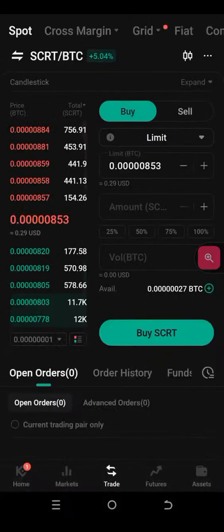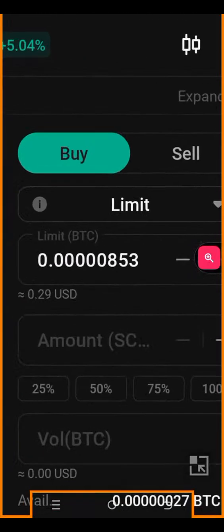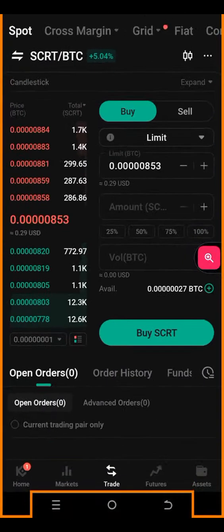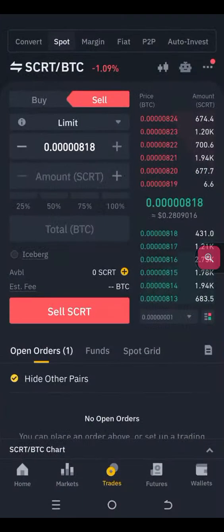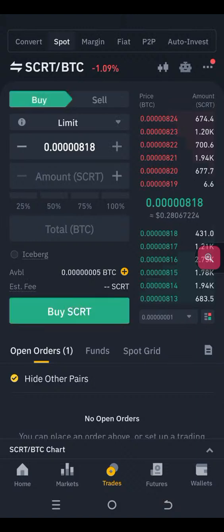So SCRT BTC. We're going to first of all check. Now look at the price we have here: 0.0005853. Look at the price, 853. Let's go check. You can see it here. It's 818. So that means there's actually a big gap, right? So first of all, we don't even have BTC, so we have to buy BTC.